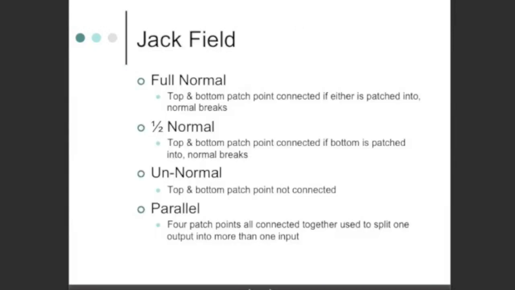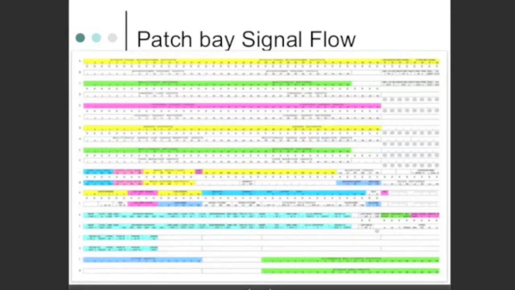The next thing that we can talk about is how these patch points are connected behind the patch bay. So this is in a major recording studio. You get 4 different types of connections. A full normal would connect the top row and the bottom row without a patch connector in it at all. So if you look at, let's head back a second to the patch bay.